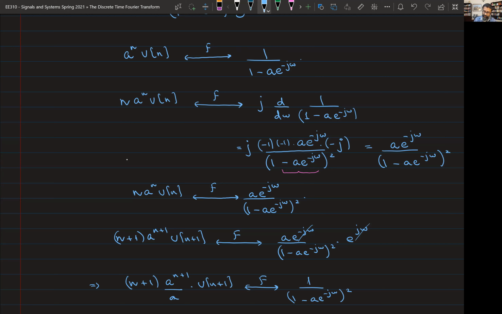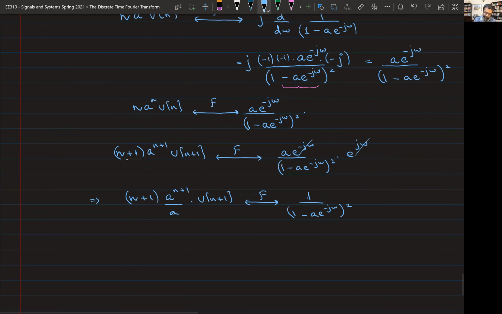So all I've done is the a that I had here, I've just brought it down here. So I've multiplied the time domain and the frequency domain both by 1 upon a, and I can do that because of linearity. And then I can simplify this a little bit further. This a goes away, and this is just a raised to power n. So this is the answer that I have.